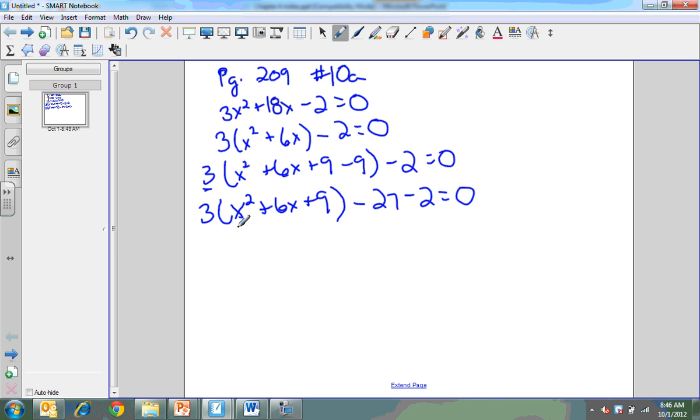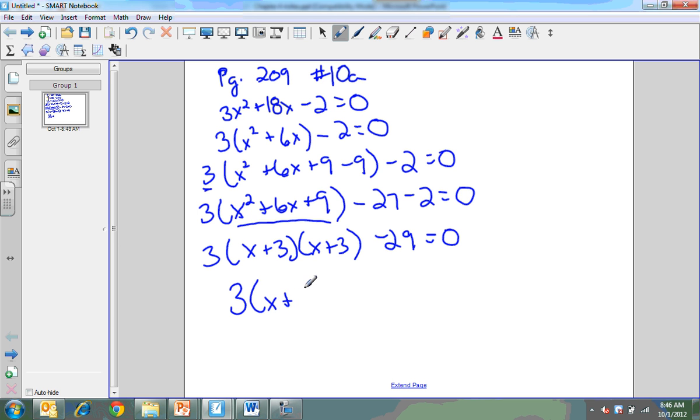Okay, last step for completing the square is we factor our perfect square trinomial. And the two factors are x plus 3 and x plus 3. Negative 27 minus 2 gives us negative 29 equals 0, and now we can write this in vertex form. Okay, x plus 3 times x plus 3 is the same thing as x plus 3 squared minus 29. Okay, at this point, because we have it set equal to 0, we can solve for x.